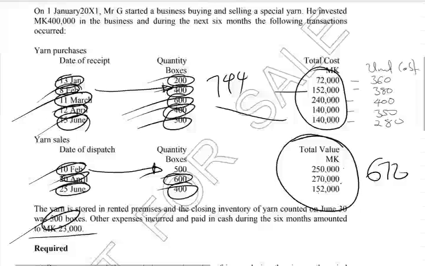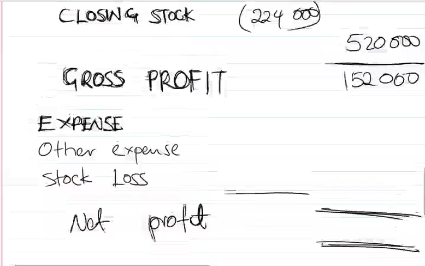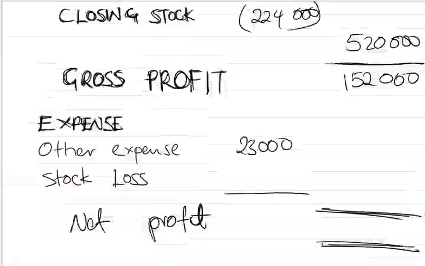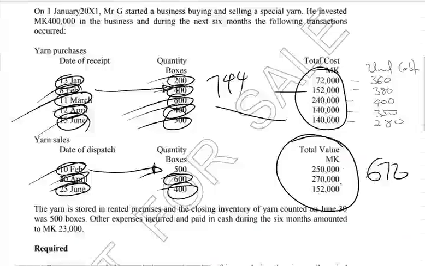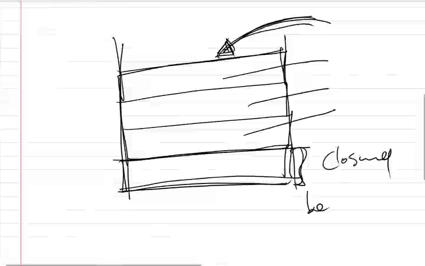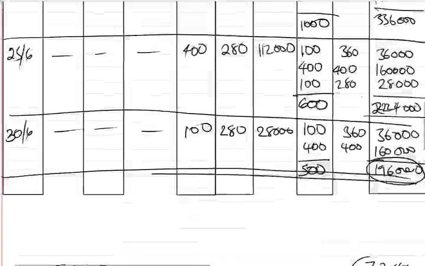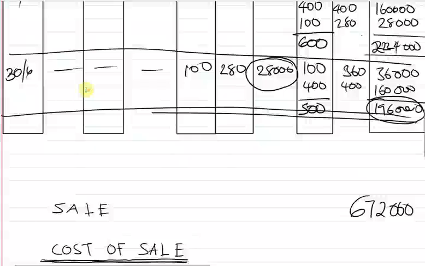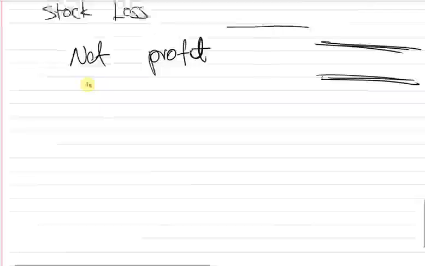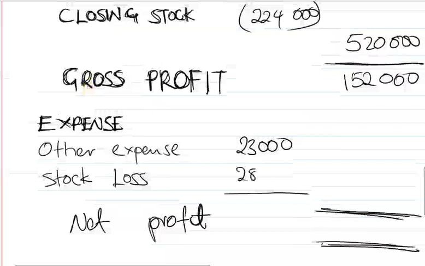Now let's go to the expenses. The expenses, they said that they paid 23,000, right, for expenses in cash. So we're saying 23,000. Stock losses, I said that we should treat them as an expense. So we have to go see what was the value of our stock loss. So we'll go on our ledger and see that the value of stock losses was 28,000. So we put 28,000.